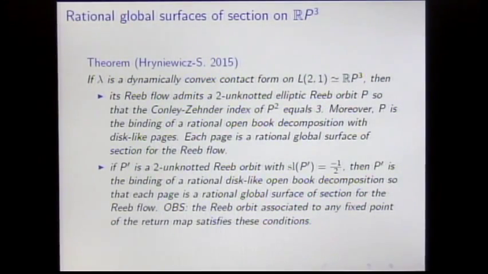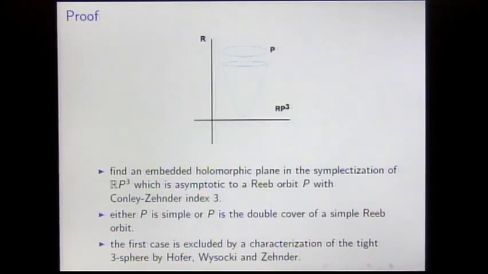In particular, for instance, the fixed point of the first return map is one of such orbits. It also admits the open book. I will give an idea of the proof later. First, I would like to say something about the applications of this theorem.